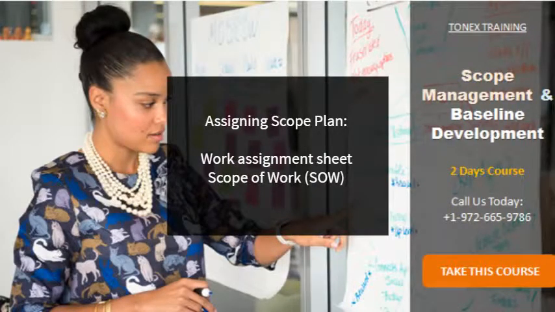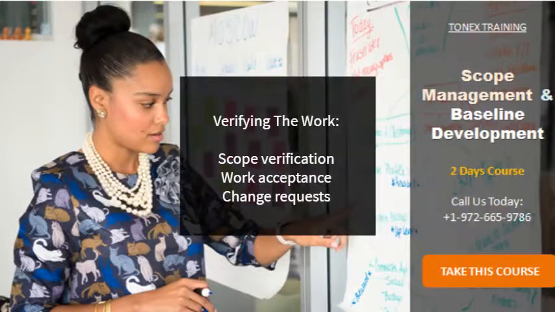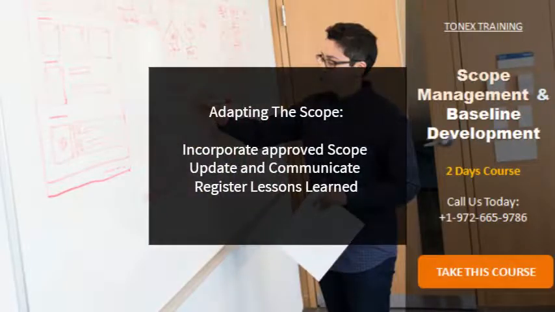Work assignment sheet. Scope of work, SOW. Verifying the work. Scope verification. Work acceptance. Change requests. Adapting the scope. Incorporate approved scope changes to baseline. Update and communicate approved scope statement and WBS.